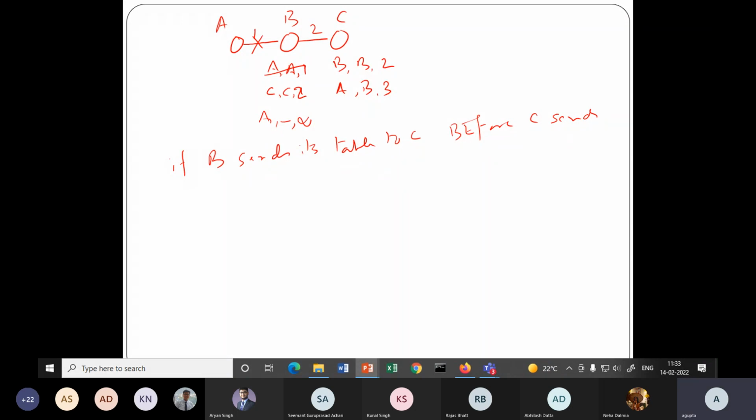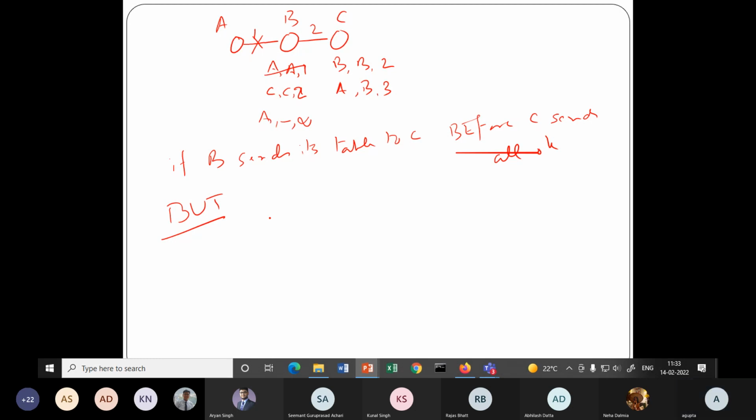So everything would be fine. A will say infinity, so no route. Basically, the packets destined for A will start getting dropped because B does not know, or C does not know, any path or link to A, any route to A. Okay, so all okay.